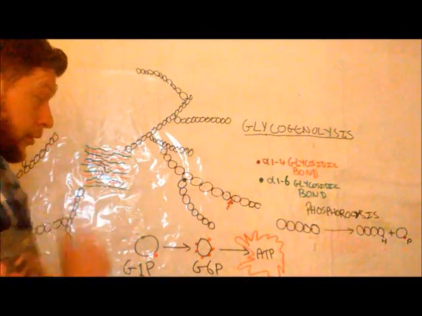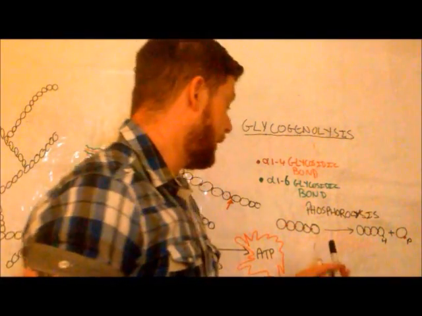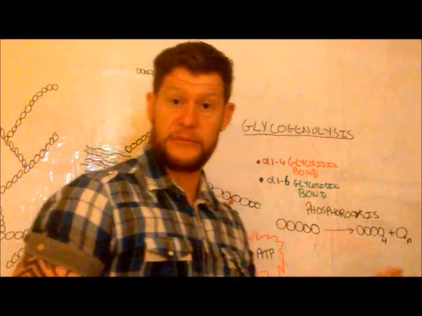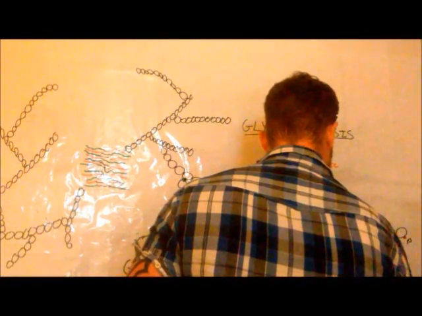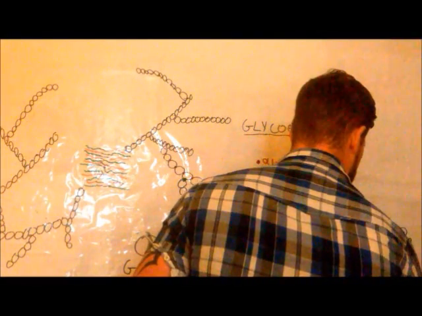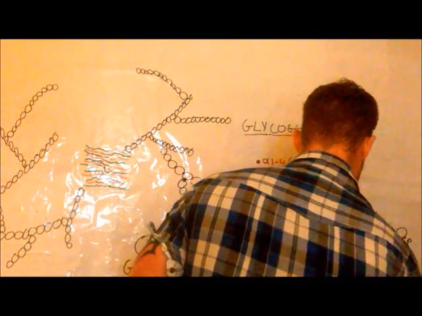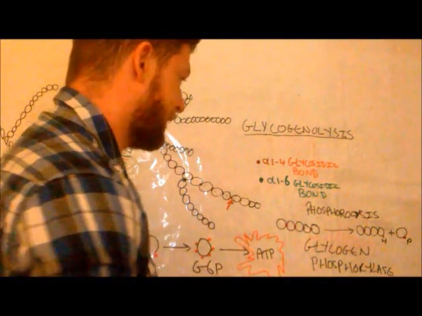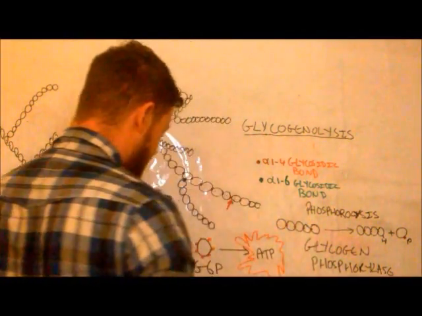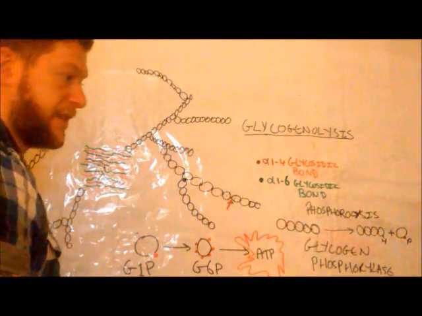So the enzyme that does this, unsurprisingly, is called glycogen phosphorylase. Okay, so I'll write that out anyway. You don't need to remember this, but it's glycogen phosphorylase, and that is responsible for breaking down all these, and it will go on and remove these chains until we end up with a whole host of these G1Ps to be converted to these G6Ps here, okay?